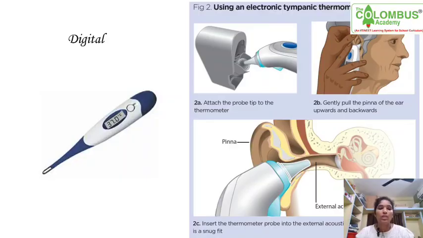Now, digital thermometers. This is the digital thermometer which will run based on the battery, and this is the electronic tympanic thermometer which is used inside the ear canal.